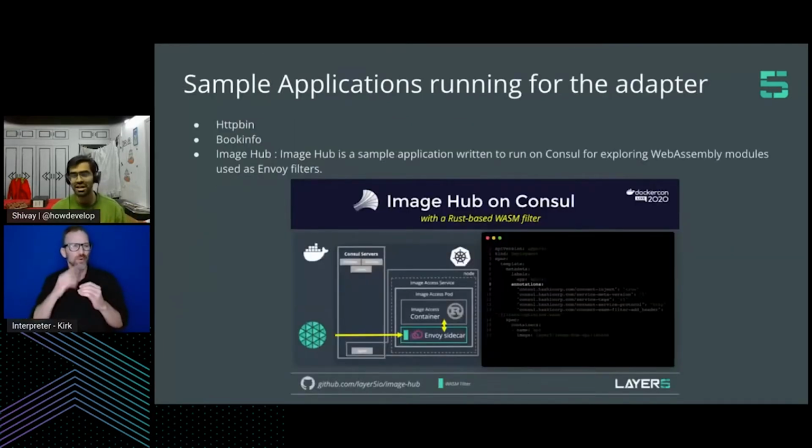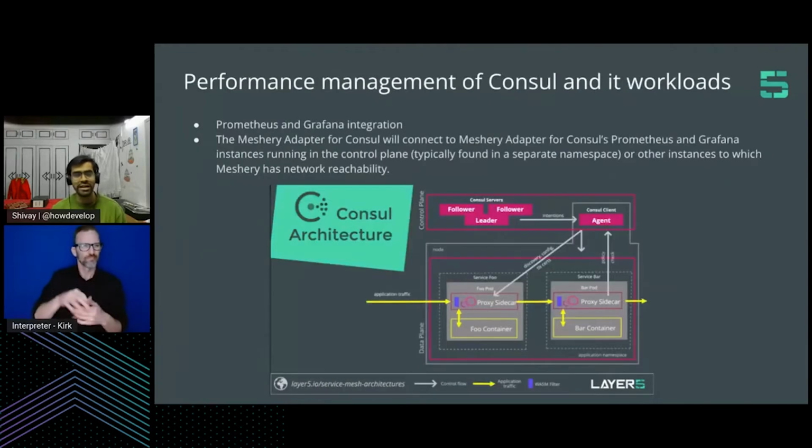The first one is that we allow provisioning, being able to run some sample applications using the adapter. Some of them include HTTPbin, BookInfo, and Image Hub. Image Hub is an application that allows us to explore WebAssembly modules used as Envoy filters. This was presented at DockerCon 2020, where we showcased Image Hub, a sample application, running on Consul.